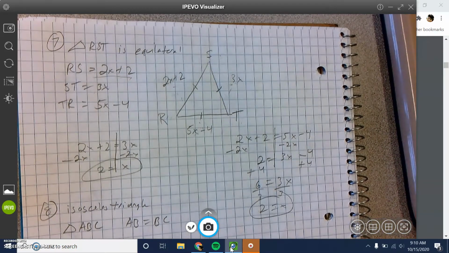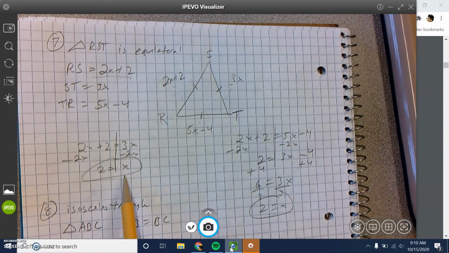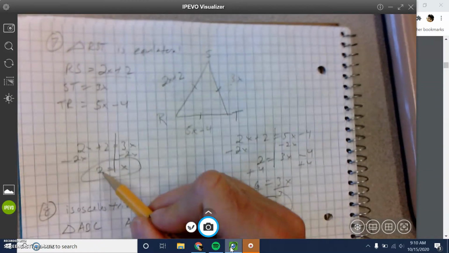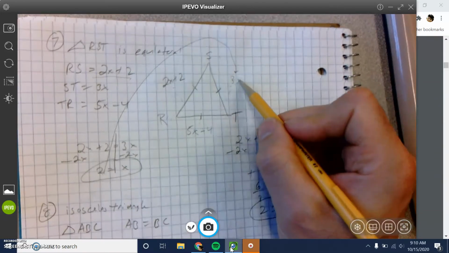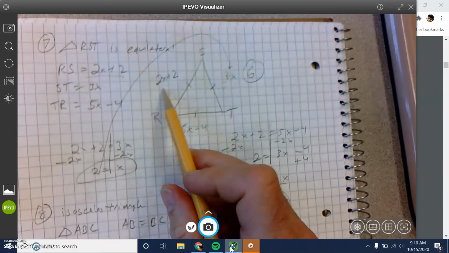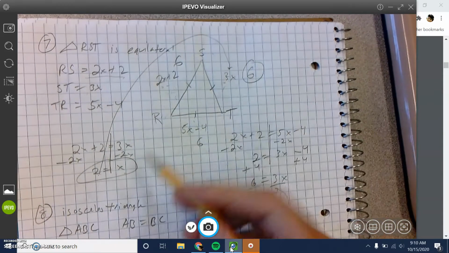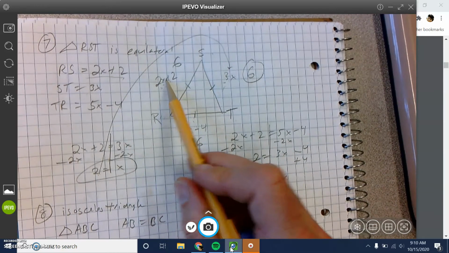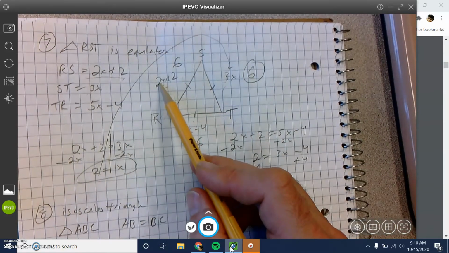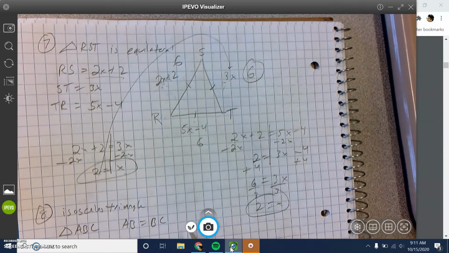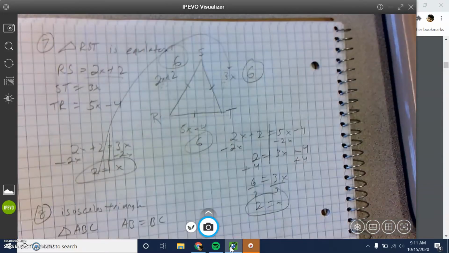So we're not done yet because it asks us what the measure of each side is. So I'm going to plug in 2 into any one of these. I'm going to plug in 2 right here, right? 3 times 2 is 6. Do I have to plug in here? No, because I know they're all congruent, and so this is 6, this is 6. If I plugged in 2 here, I would also get 6. 2 times 2, because x is 2, is 4, plus 2 is 6. So all sides are 6 right there. That's the answer. Got it.